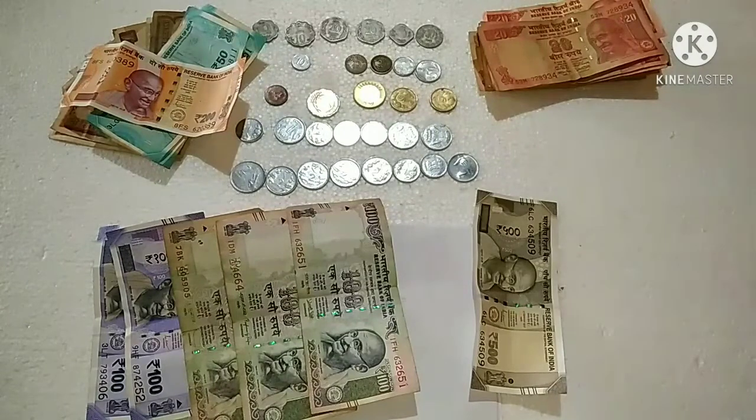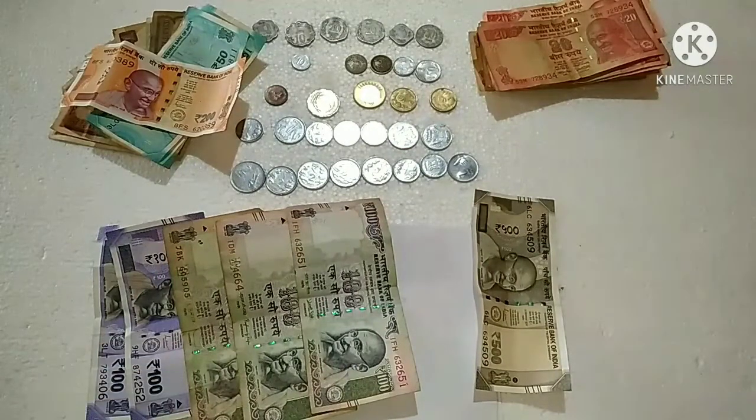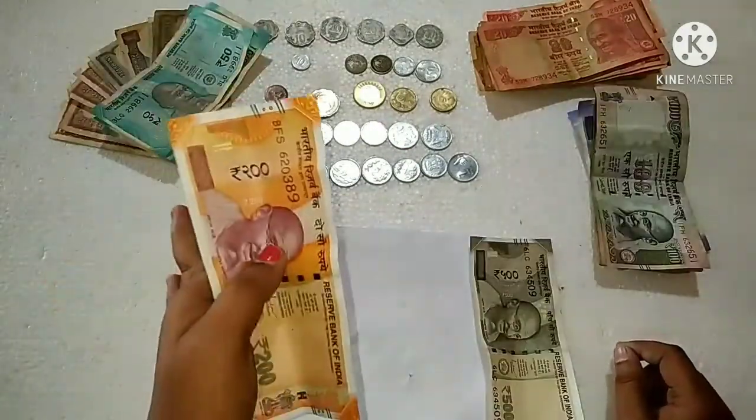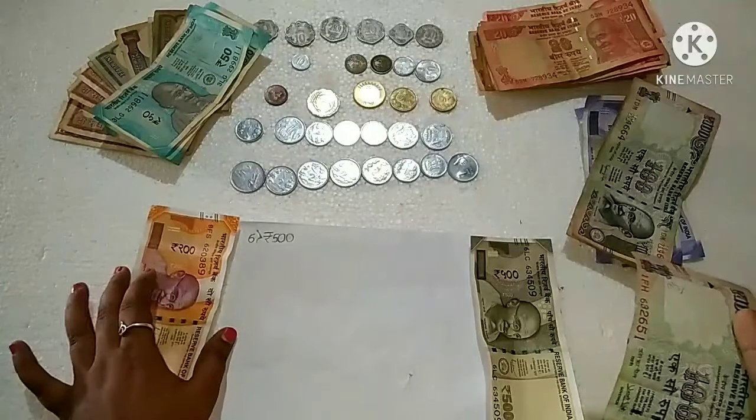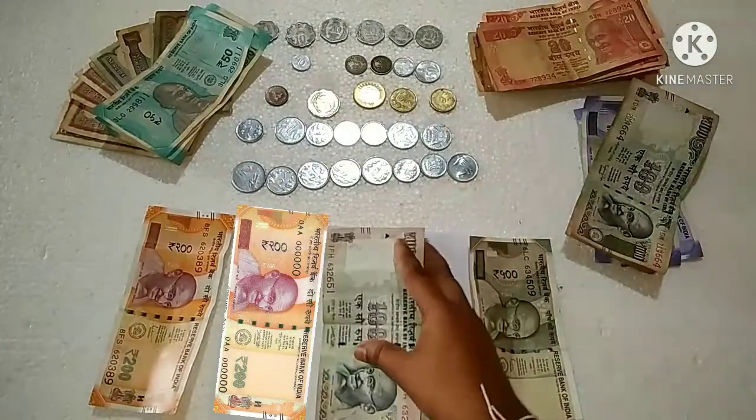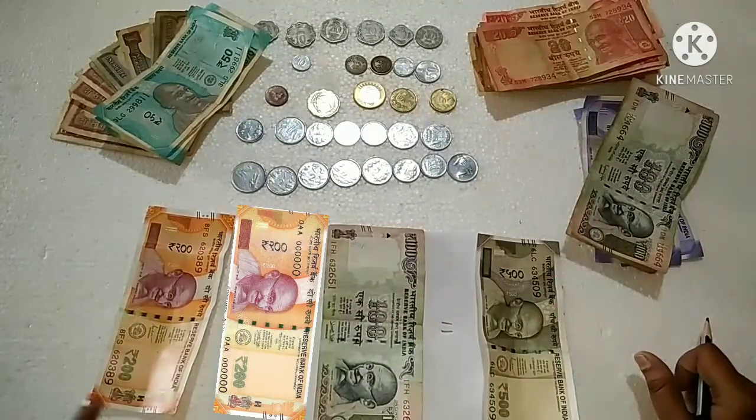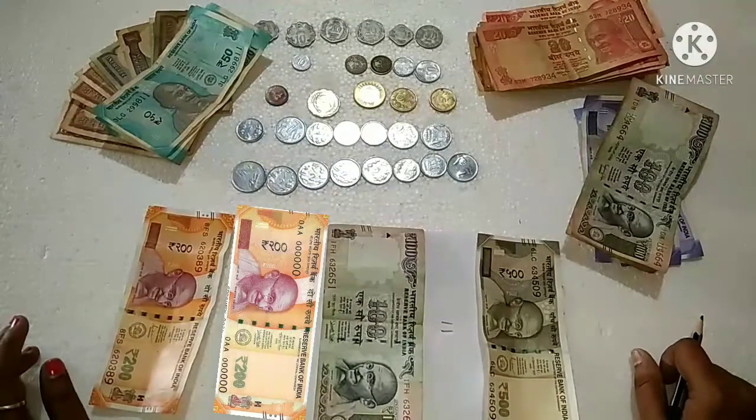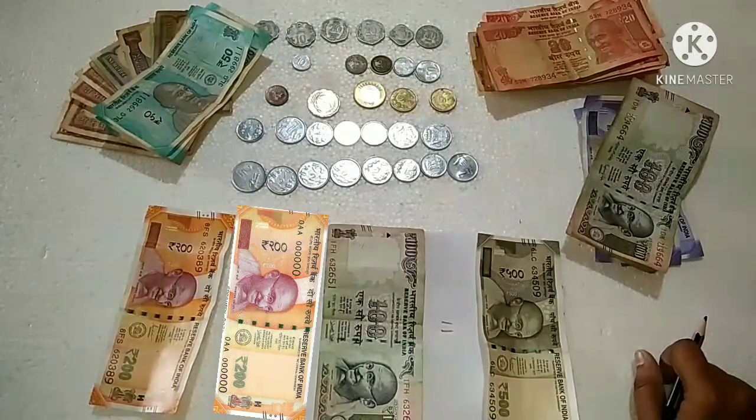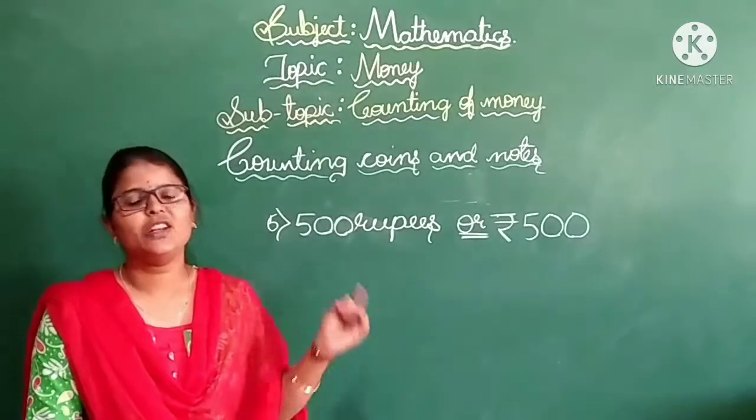Dear children, we can make this 500 rupee note using 200 rupee notes also. How can we make it? Look here. Now I will keep 200 rupee notes. See, a 200 rupee note, a 200 rupee note and a 100 rupee note are equal to 500. See, 200 plus 200 plus 100 is equal to 500. In the same way, you have to practice a few other examples at your home. This is how the 500 rupees is formed using 100 and 200 notes.